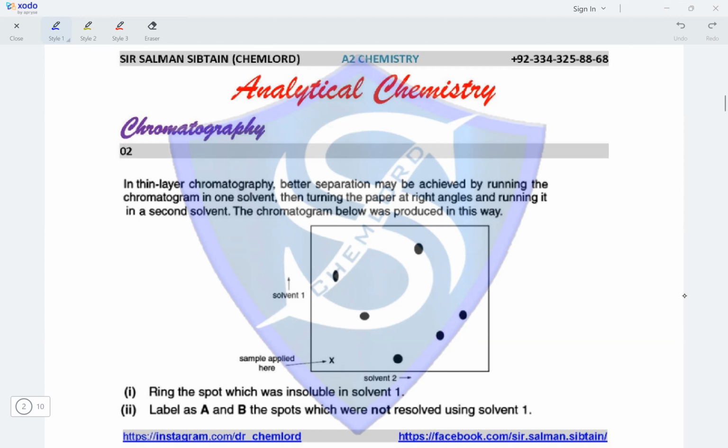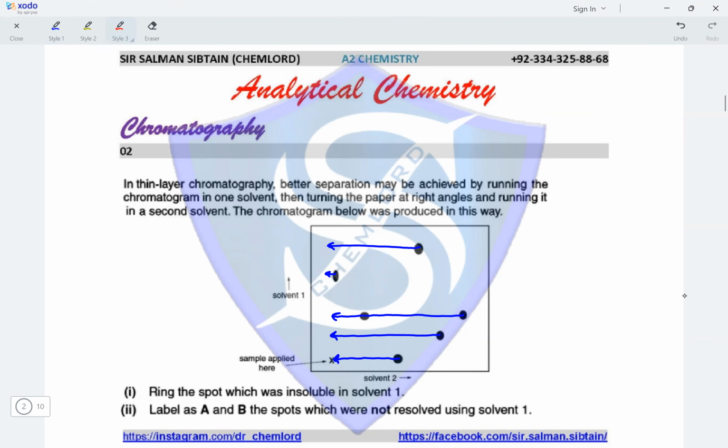So if we look at the spots right now, this is the position of the spots after solvent 2 was used. So when solvent 1 was used only and solvent 2 was not used, this spot was here, this spot was here, these two spots were here, this spot was slightly here, and this spot was here. So these arrows show where the spots would have been positioned if only solvent 1 was used. So ring the spot which was insoluble in solvent 1.